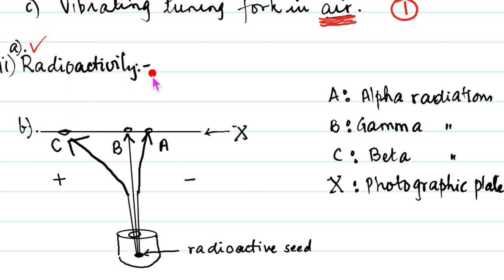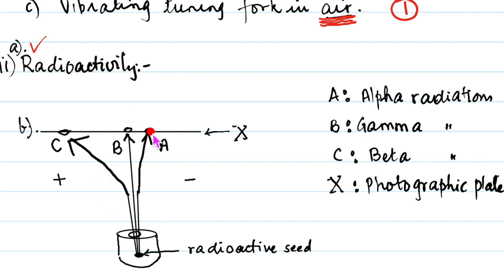So I have left a space for a radioactivity definition, and this is the cylinder having the radioactive seed. I have copied the diagram, and this is the photographic plate, which is X. And now you know that the positive terminal is here on the left and negative terminal is on the right. So the positively charged alpha particles will be deviated towards the negative and they will be deflected through the lesser angle, and then beta, which is going to be attracted towards the positive terminal because beta have negative charge. They will be deflected with more angle here because beta are lighter particles.